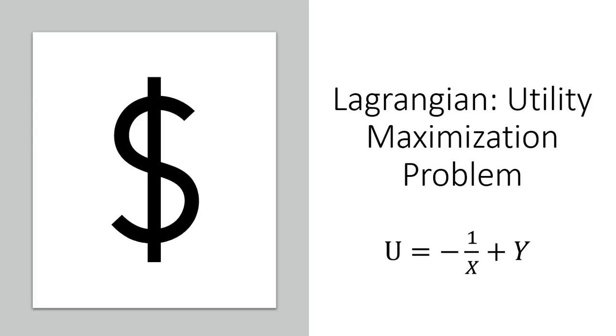In this video, we're going to do a Lagrangian utility maximization problem where the utility function takes on this form. So here's our utility function. We could rewrite it. Instead of having minus 1 over x, following the rules of exponents, it just becomes minus x raised to the minus 1 power.